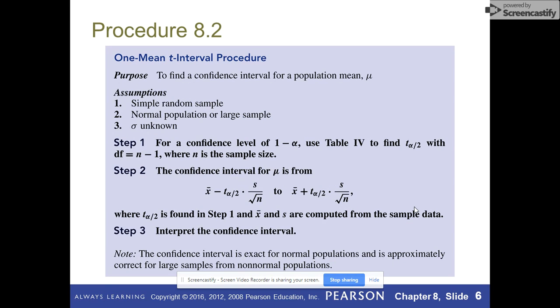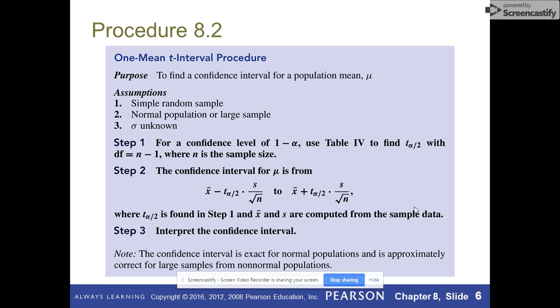Our procedure is very similar for the t interval compared to our z interval. So we have a few assumptions, and they're similar to our previous assumptions. We have to assume a simple random sample, a normal population, or a large sample. And by large sample, we mean a sample larger than 30, or equal to or larger than 30. And here, sigma is unknown.